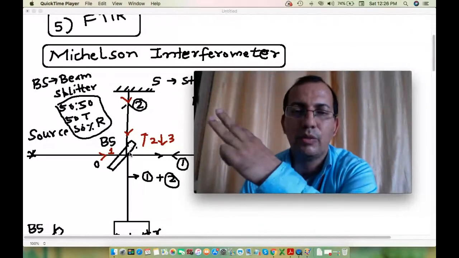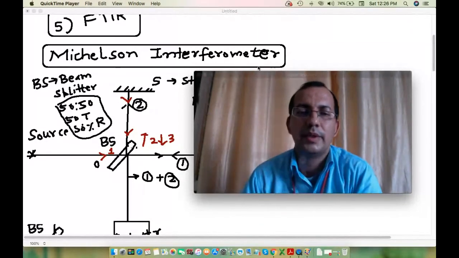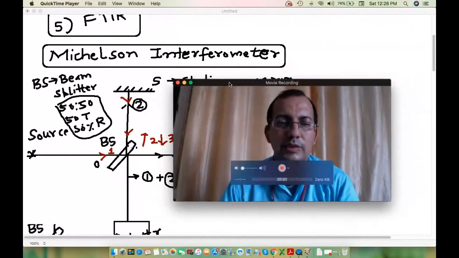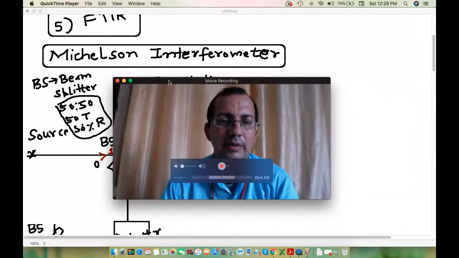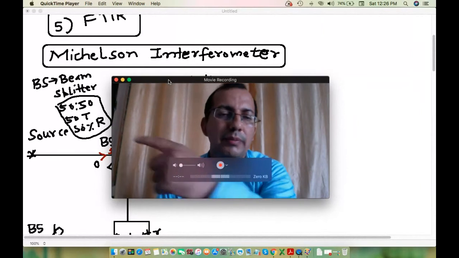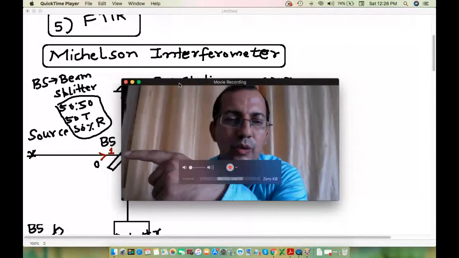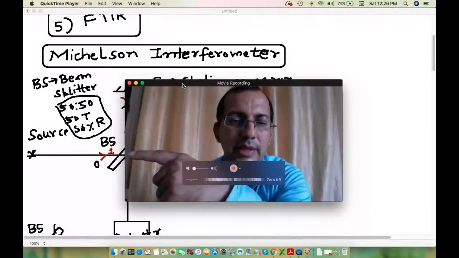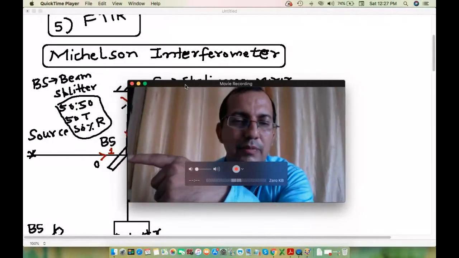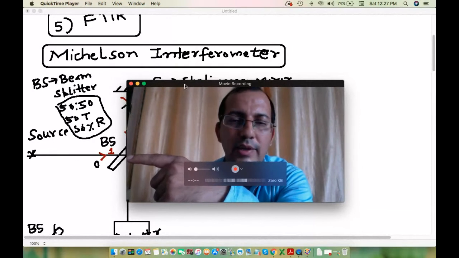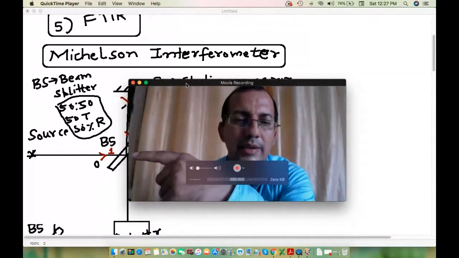It will go through the beam splitter 3 times. How does it go through 3 times? Let's see that. We start from here. This is beam number 1. Now what will happen is it goes through the beam splitter. You are seeing that this is going through the beam splitter. That's one time it has crossed the beam splitter. Now it is reflected from this point.